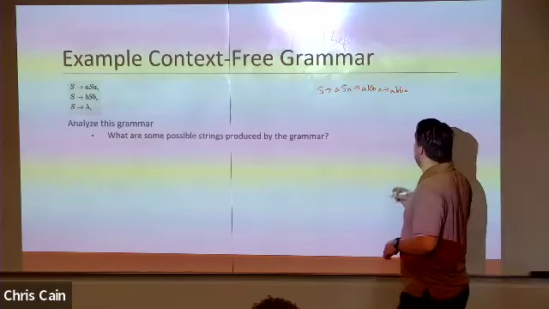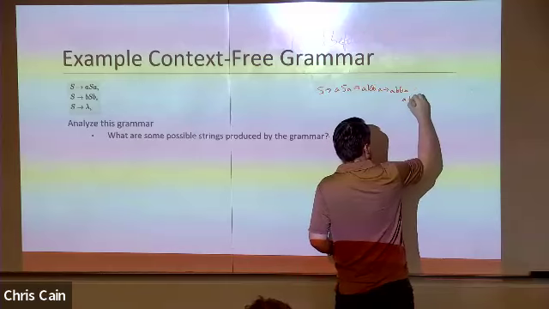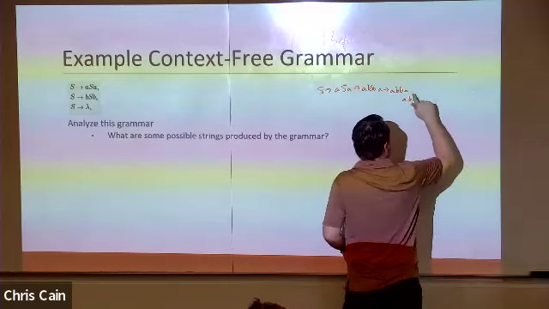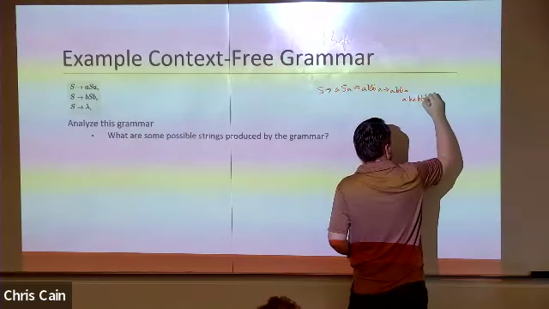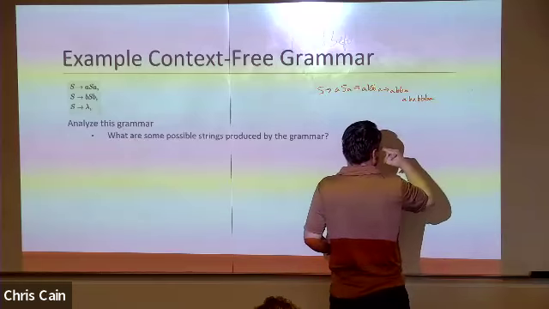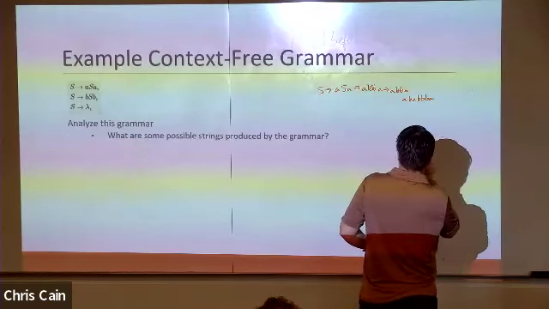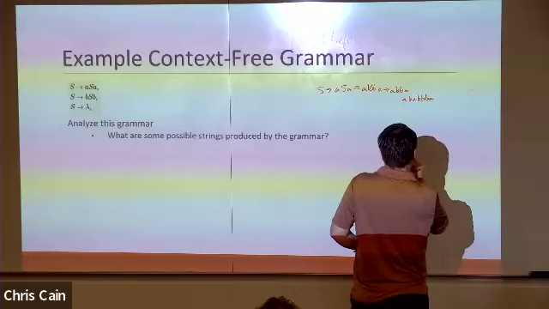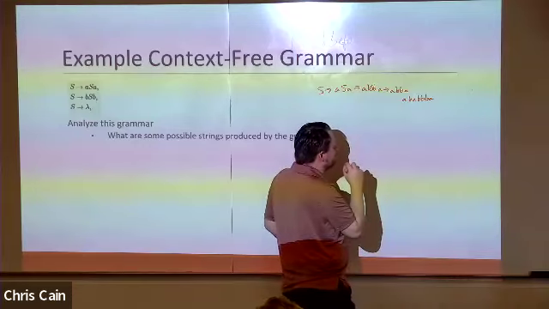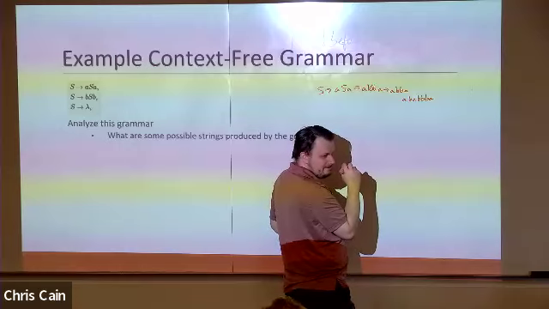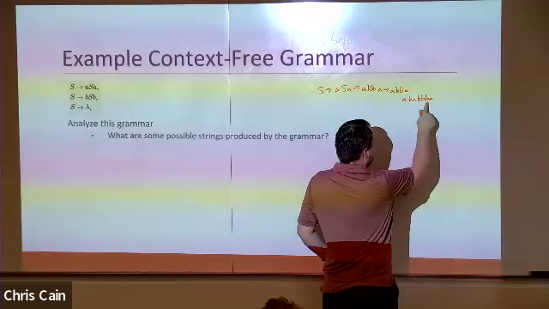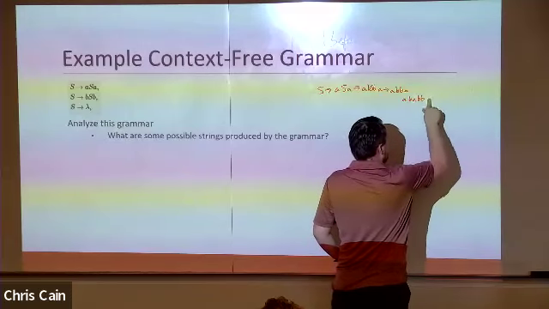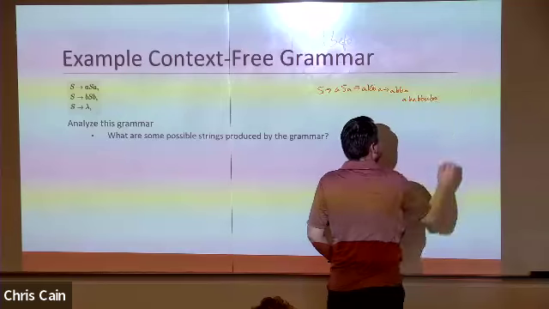ABBA. So you said ABB. No, ABBA. ABABBABA. That one? Yeah, I don't think that one's possible, unless I made a mistake. There it is. We need to say it again. A, B, A, B, B, A, B, A. Yeah, this one's possible.